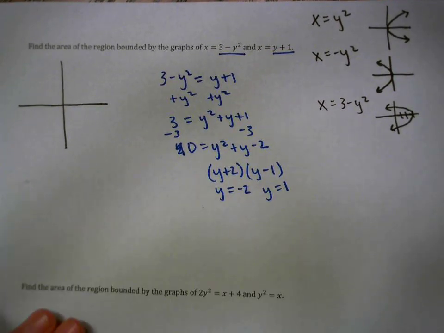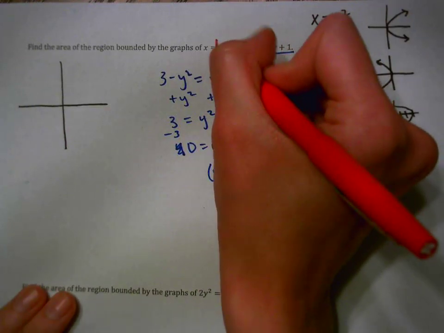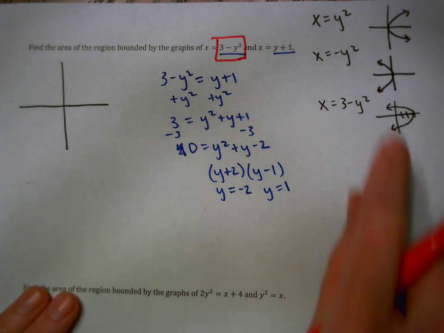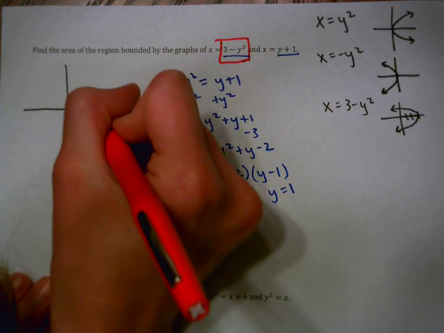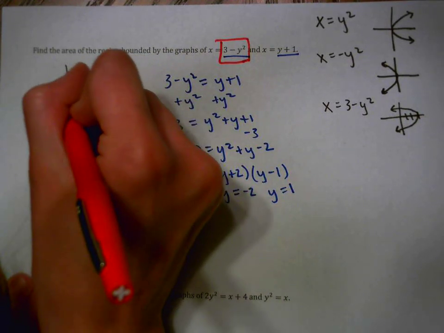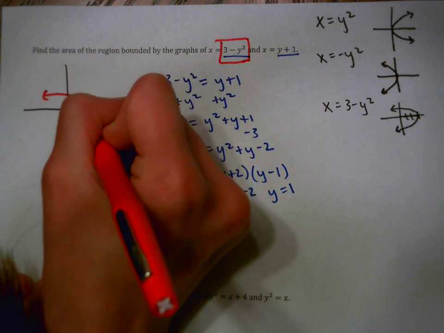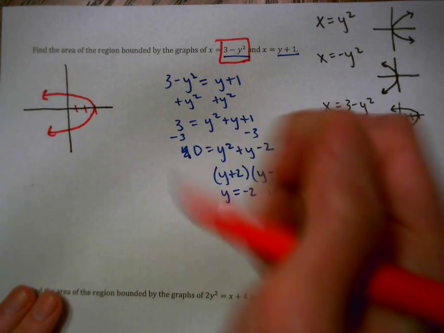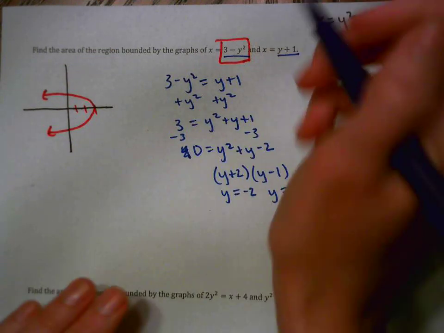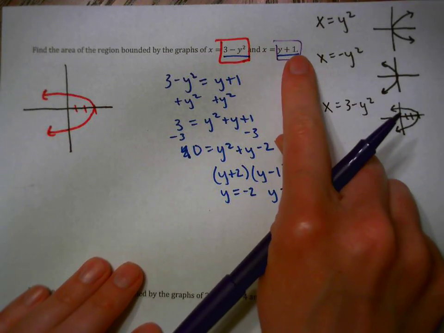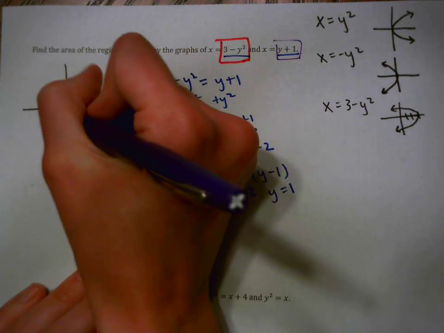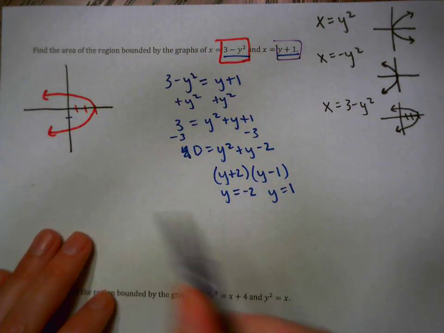So let's see, I'm going to try to color code this. This quadratic, we already said we know it's going to look like this. So it's shifted over 3, and then opening up to the left. And we know this is going to look like a linear line with a y-intercept of negative 1.